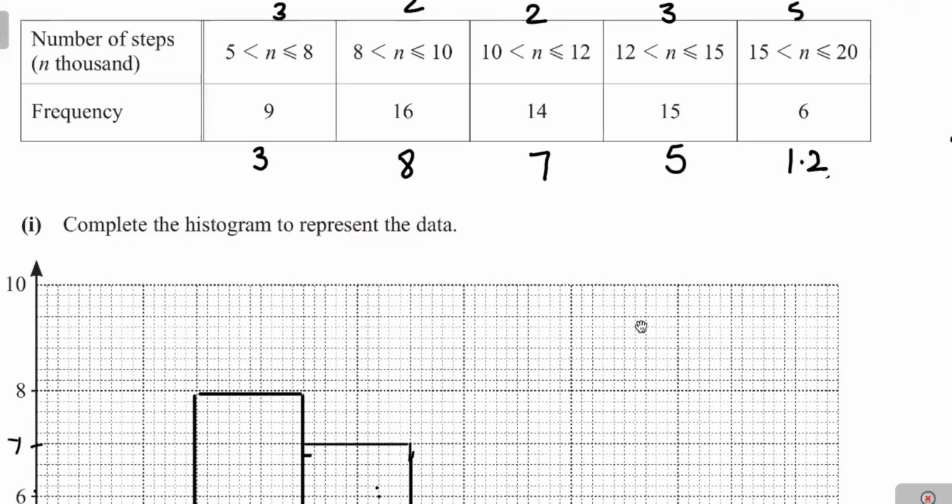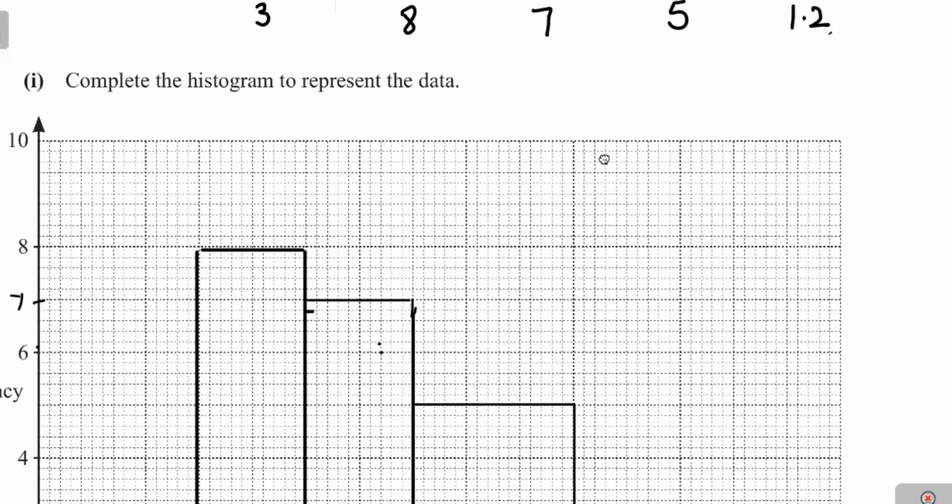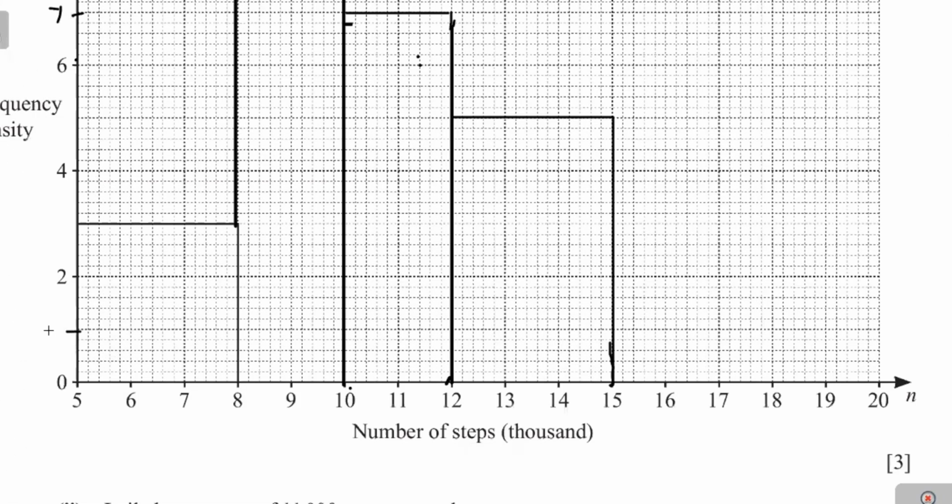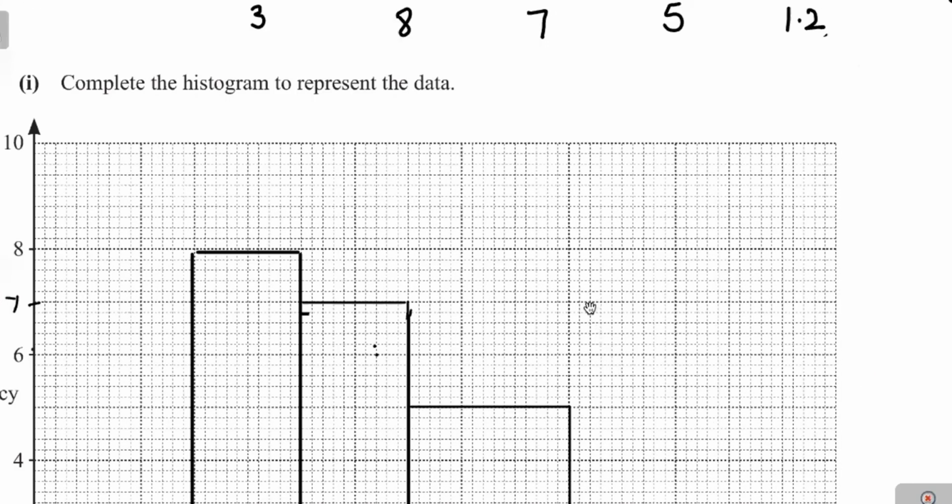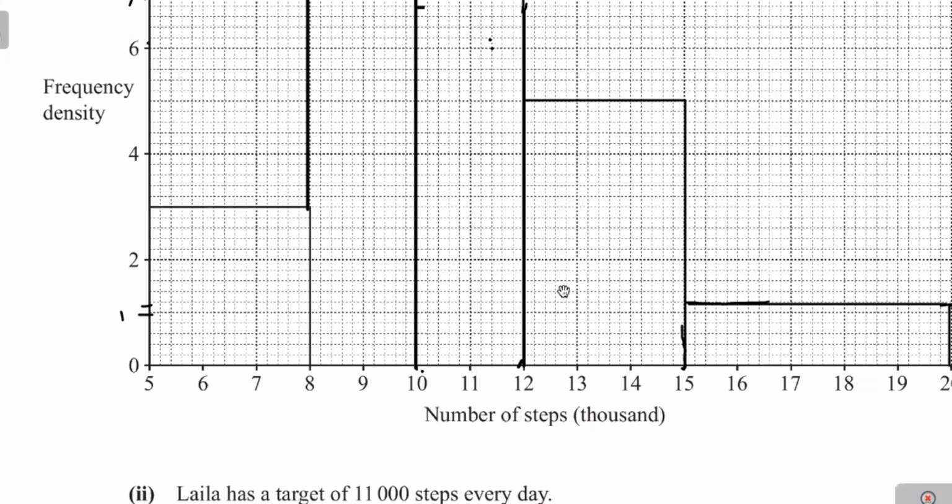And the next is 15 to 20, which is 1.2. You see here, this is 1, and this position will be 1.2. Therefore, we draw the horizontal line. This is 1.2, and this is the last bar of the histogram. And next is part second.